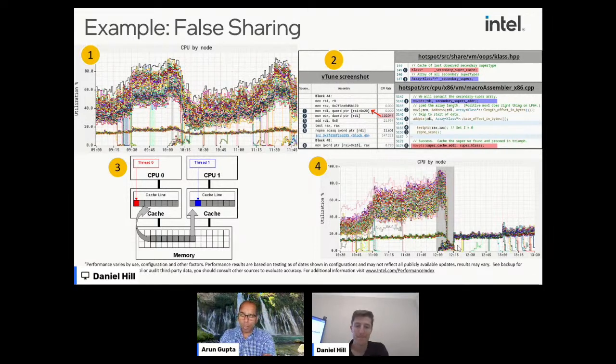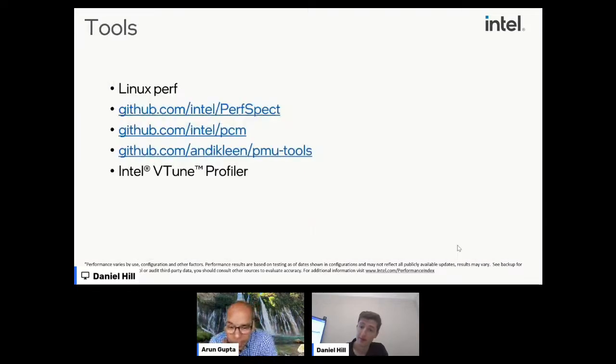You mentioned that people can use these capabilities using software. We heard about PerfSpect, we heard about VTune. How can people use them, and do you have some demo that you can show us?